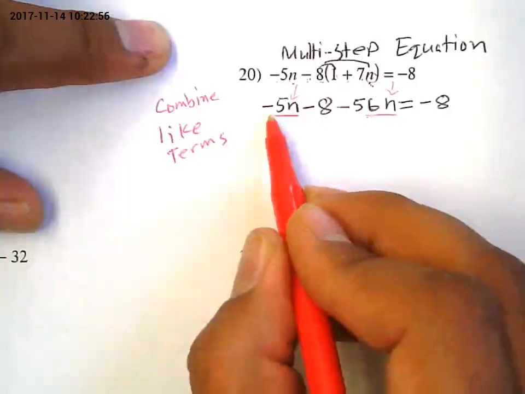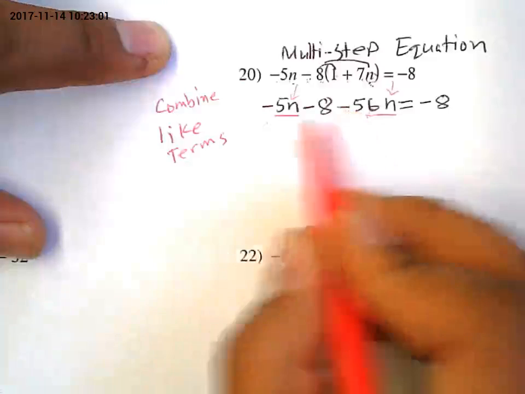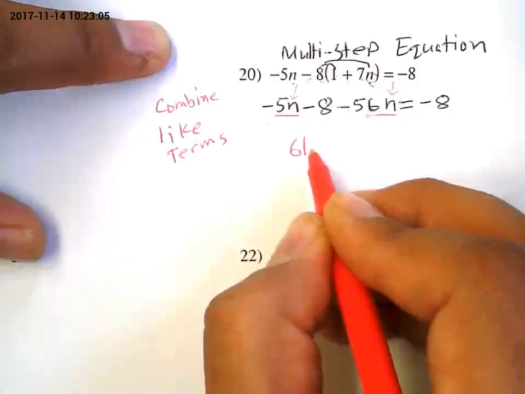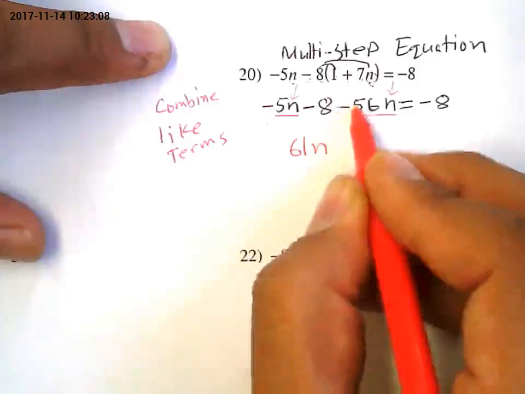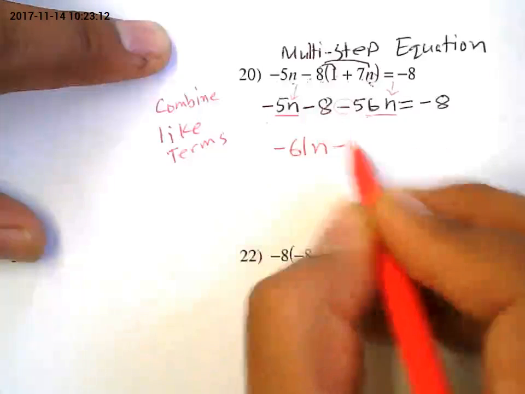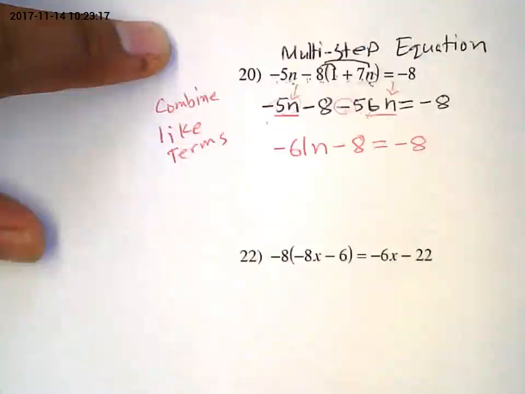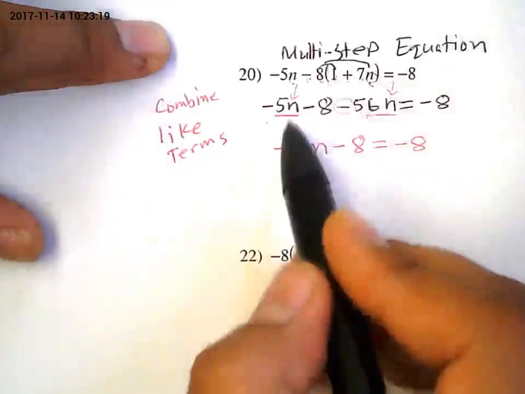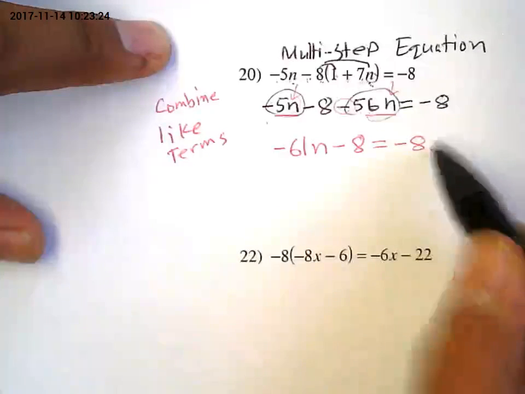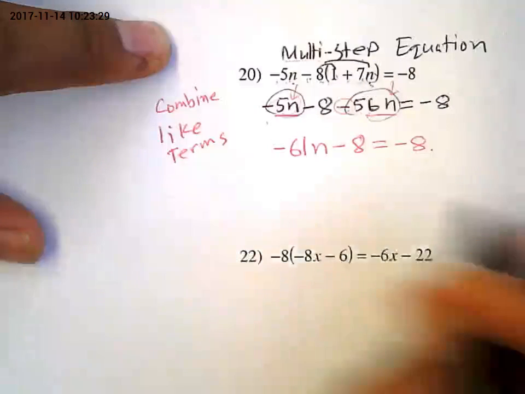Both terms have a negative in front of them. They have the same sign. When they have the same sign, we actually add them. So 56 plus 5 should be 61. I'm going to write the n, then negative, because both numbers are negative, minus 8. We did not do anything with that. So minus 8 equals negative 8. Right? So what happened here? You combine the like terms. That's it for this. So first step, second step. So you are doing more than two steps, and that makes it a multi-step equation.